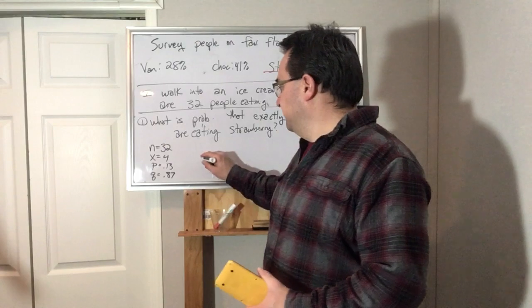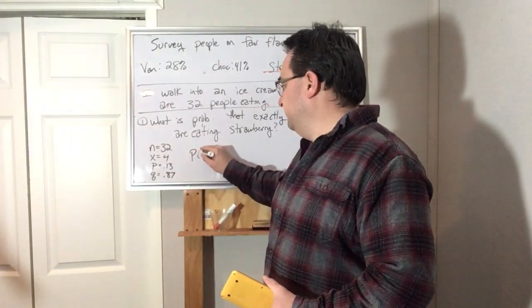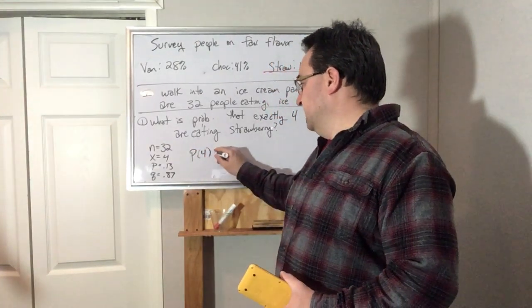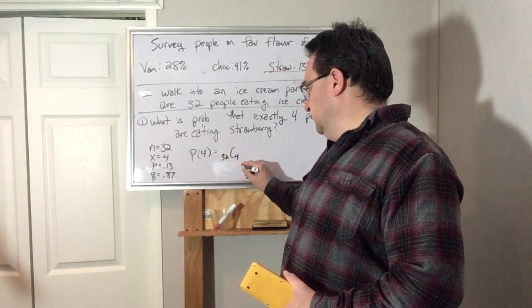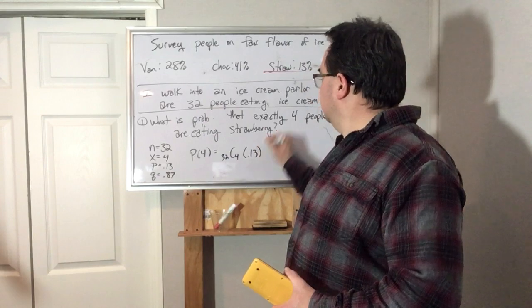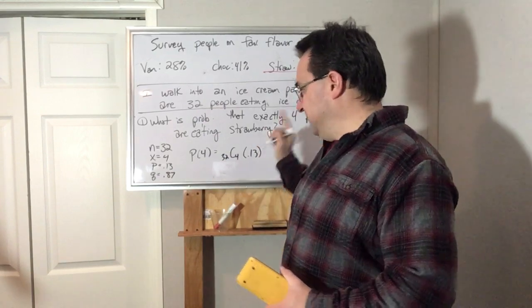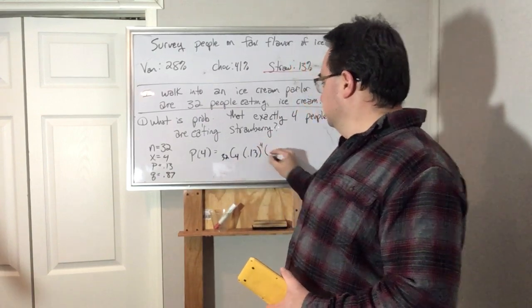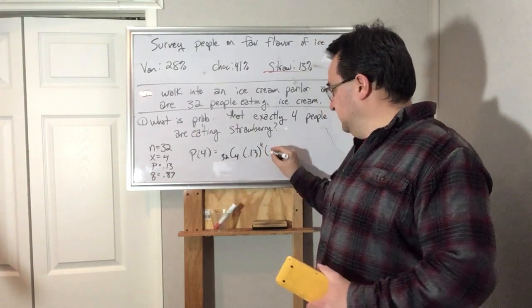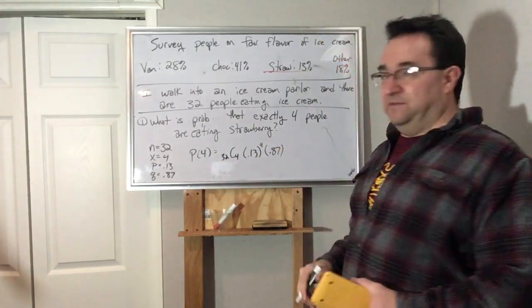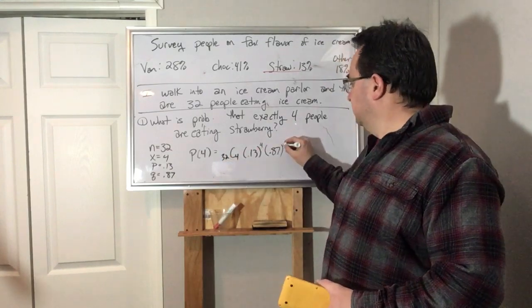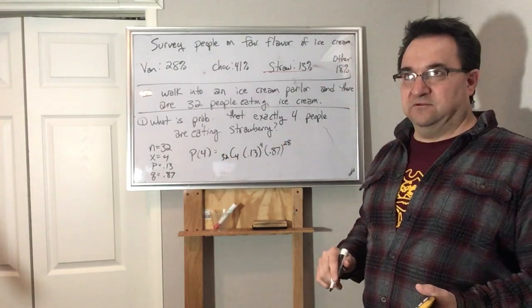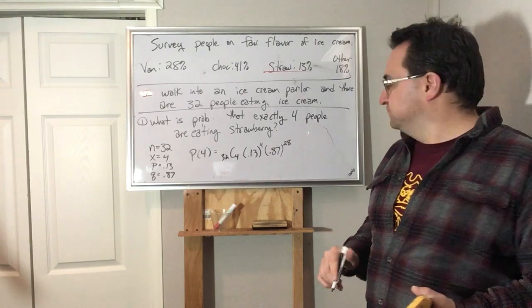Here's the setup. The probability that 4 people like strawberry would be 32C4 times 0.13 that they like strawberry. How many people like it? 4. Times the probability that they don't like strawberry. How many people don't like strawberry? If 4 people do, the rest of them don't. So that'd be 28, 32 minus 4.